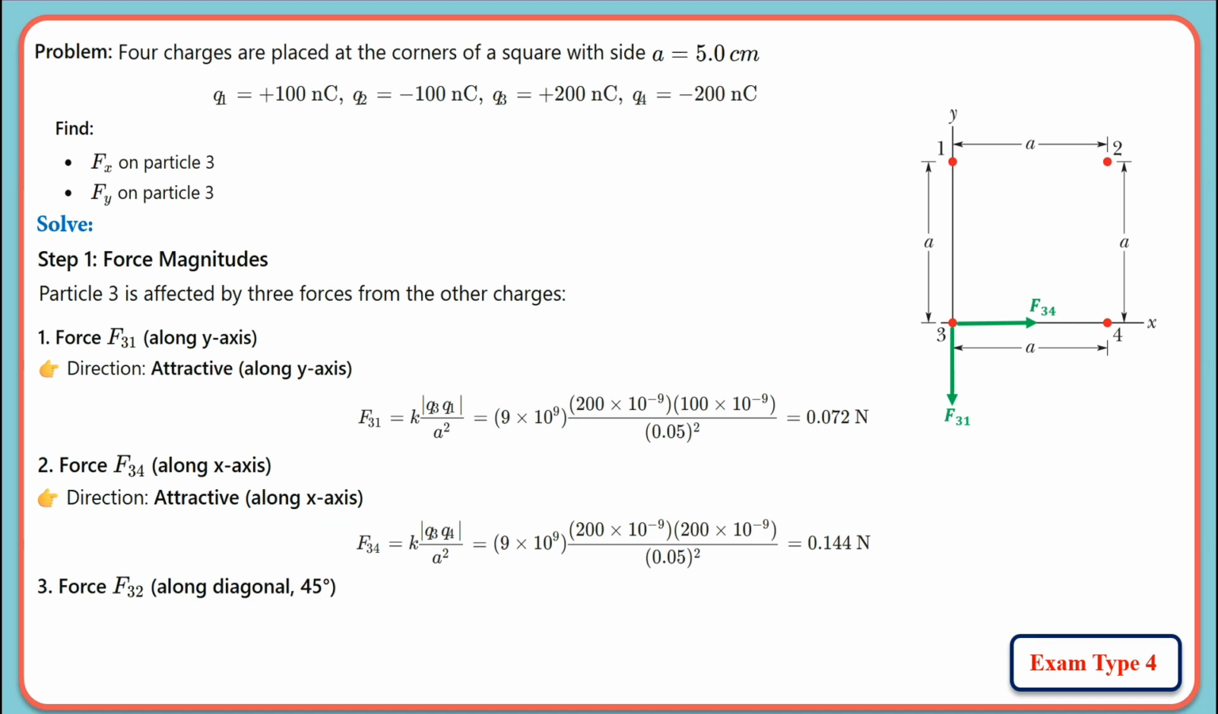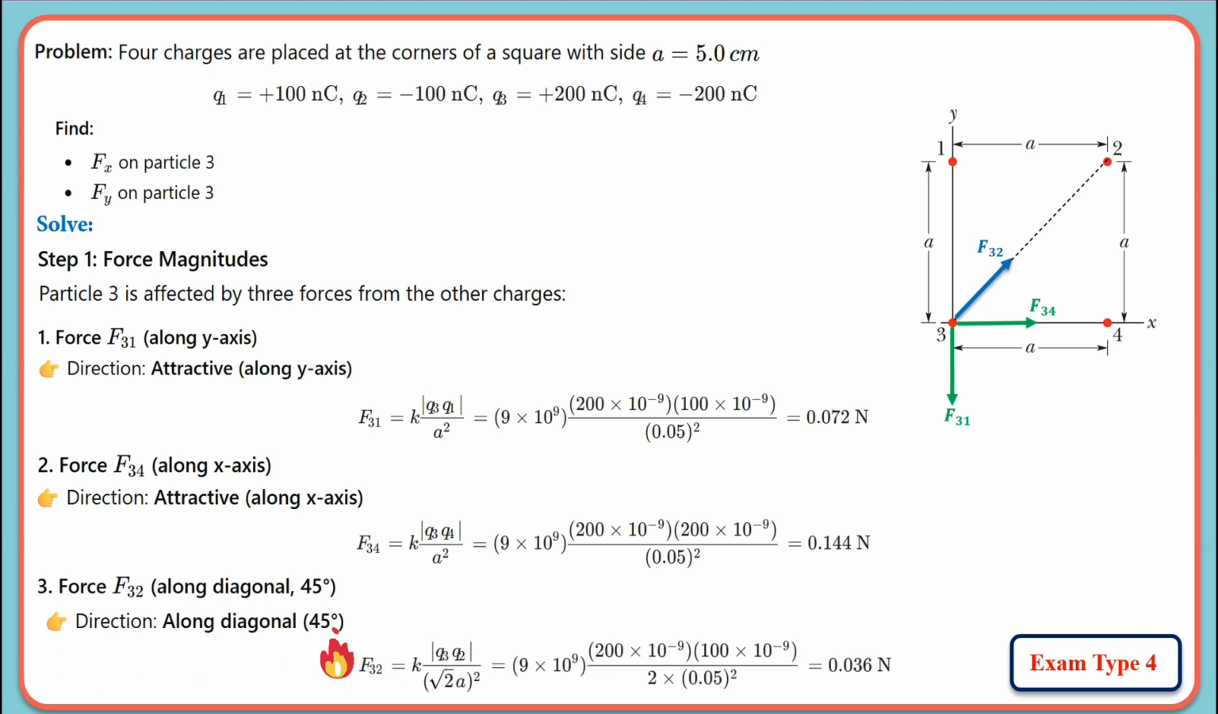Finally, force F32. This force acts along the diagonal of the square at an angle of 45 degrees. Using the diagonal distance, we calculate the force and get 0.036 newtons. Now that we have all the force magnitudes, in the next step, we will resolve the components and find the net force.